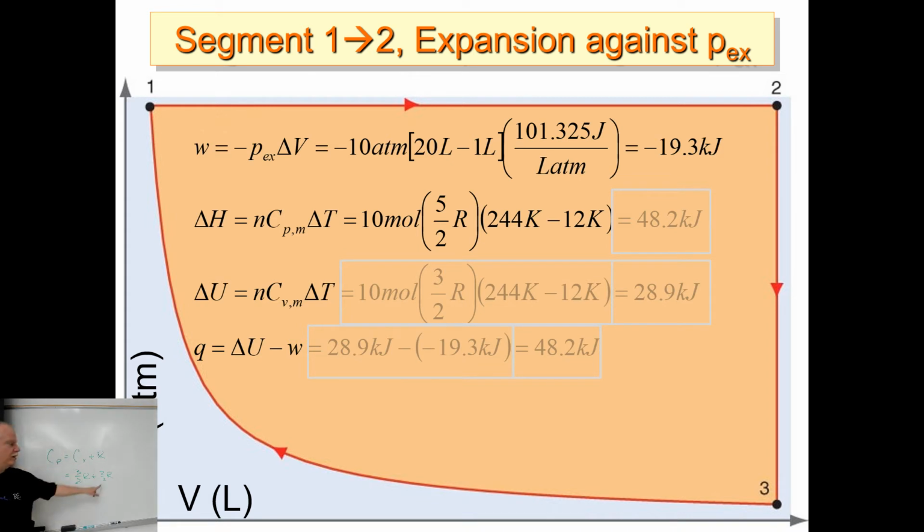Right, that's just 1 R. And so that's where we're going to get the 5 halves R for CP. Okay? And that's 3 halves because helium only translates. It doesn't rotate, it doesn't vibrate, so it doesn't have any other degrees of freedom. It just has 3 translational degrees of freedom, which gives us the 3 halves R. So we're connecting that first piece of the course into these cycle problems.